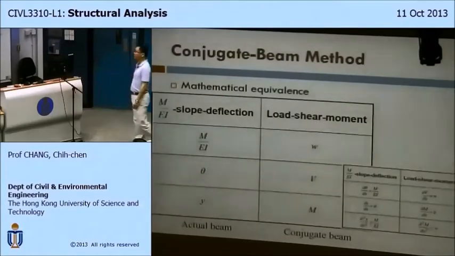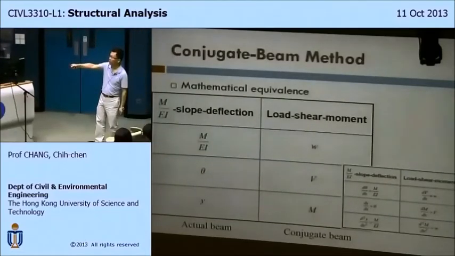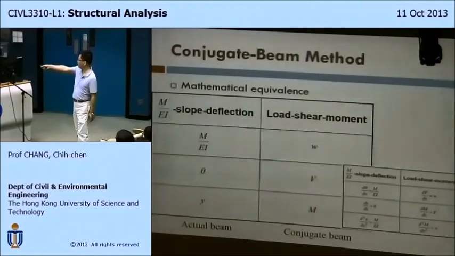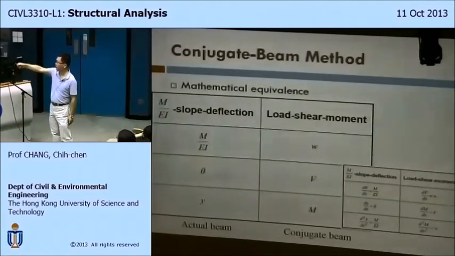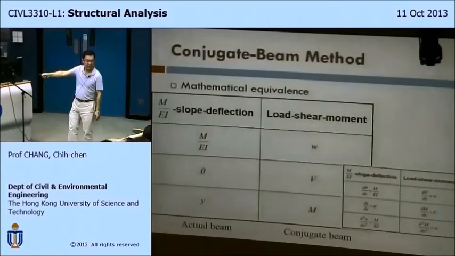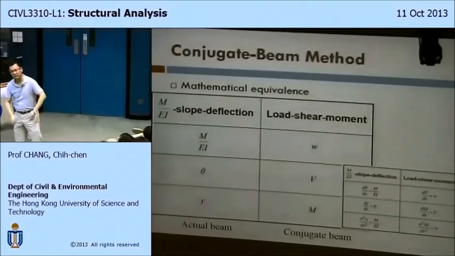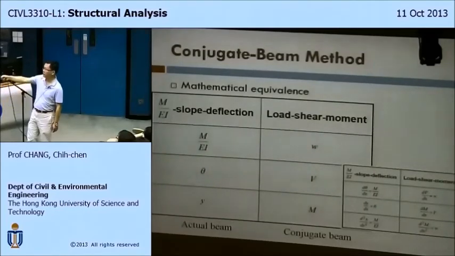All right, so this is what we try to solve. We try to solve for rotation angle and displacement from moment. Right? We have been doing that, using moment area and direct integration. So we are not very comfortable with that, because the integration and the moment area are not direct. It's a very, very complicated calculation.